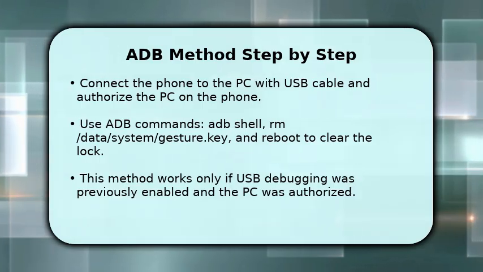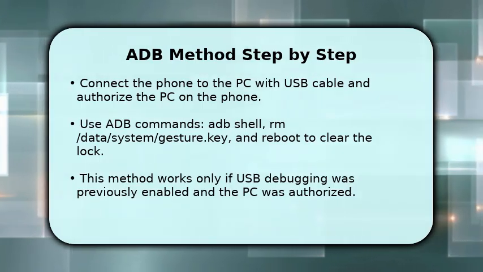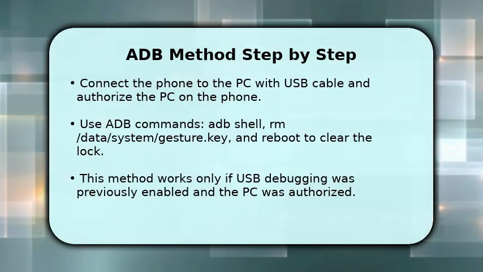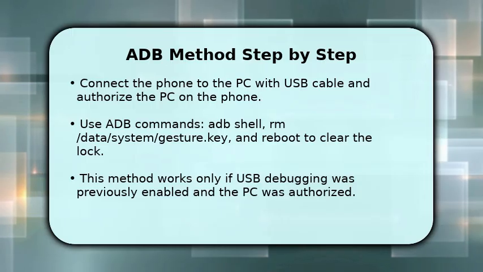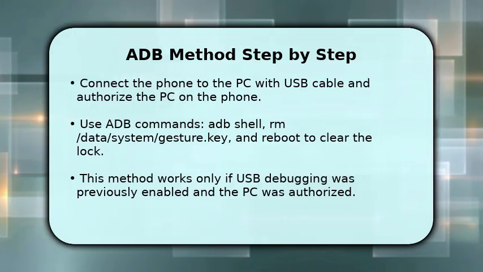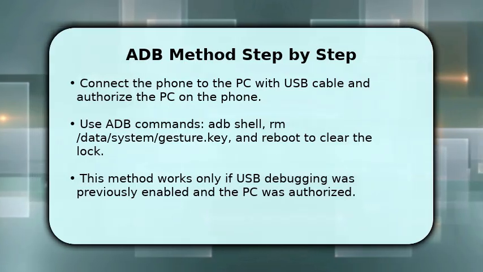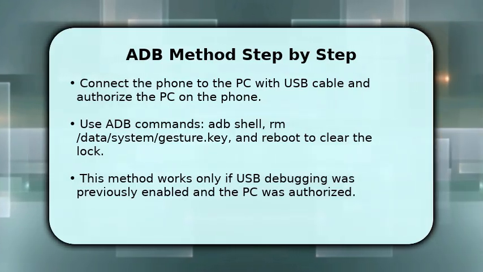Run adb shell, then enter rm /data/system/gesture.key to remove the lock file. Finally, reboot the device with adb reboot to let Android rebuild settings. This method works only if USB debugging and PC authorization were already enabled.